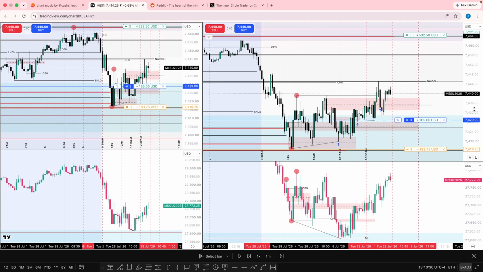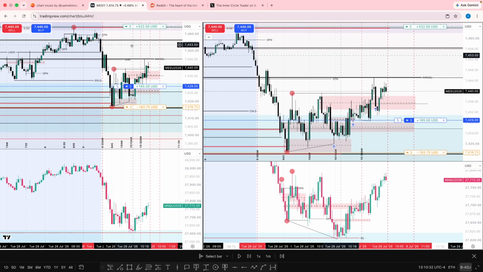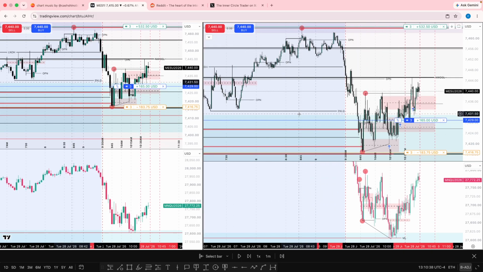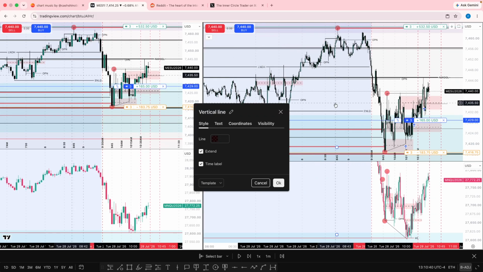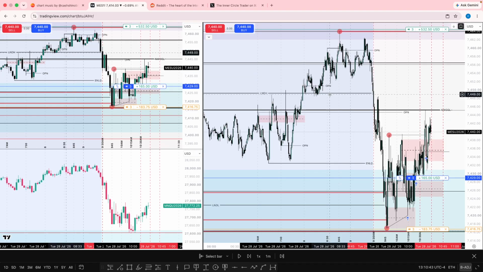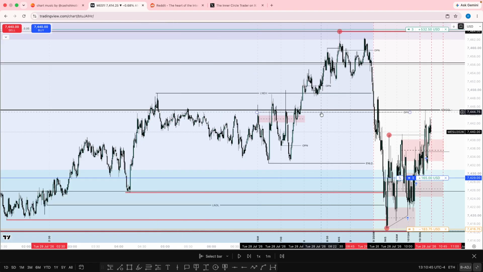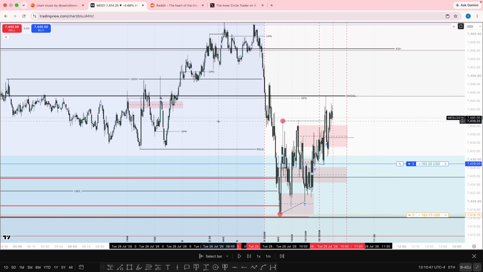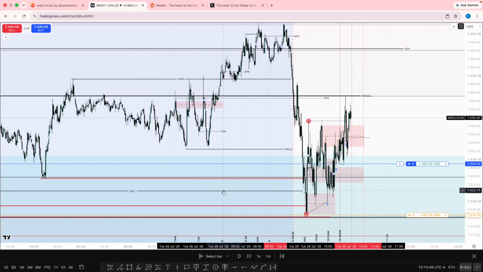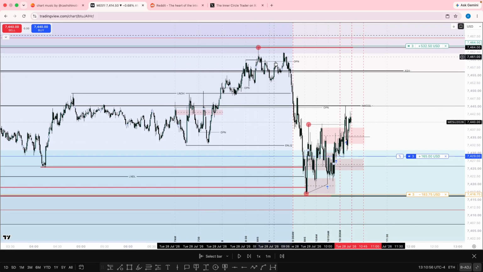And look at the time. Look at the time. This is very important. The time from 8:30 to 10 a.m. Look, if we look at the 1 minute option, 8:30 to 10, right? This was the low at around 9:45. 10 a.m. was right here.